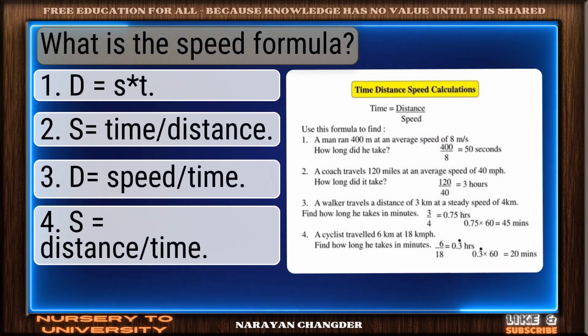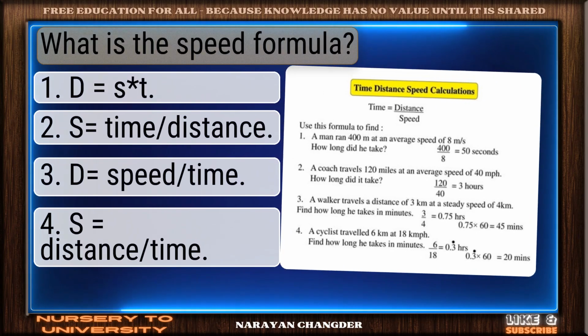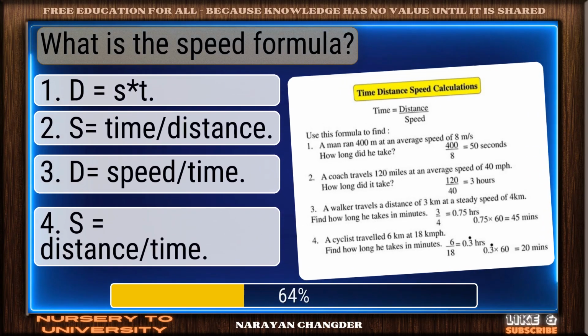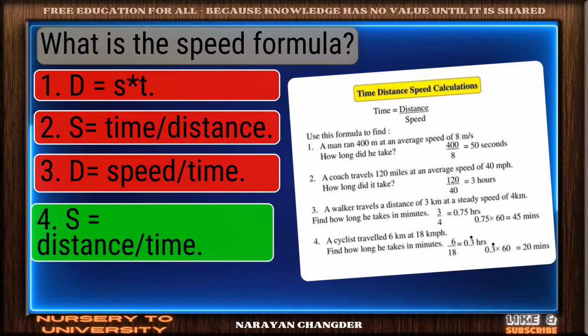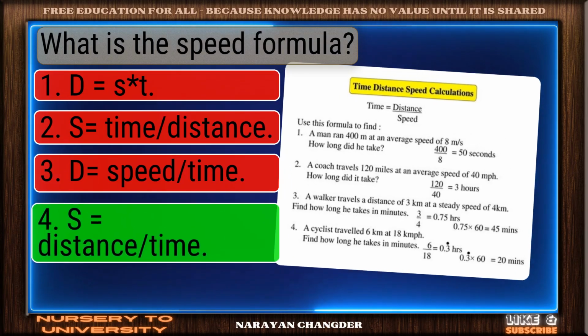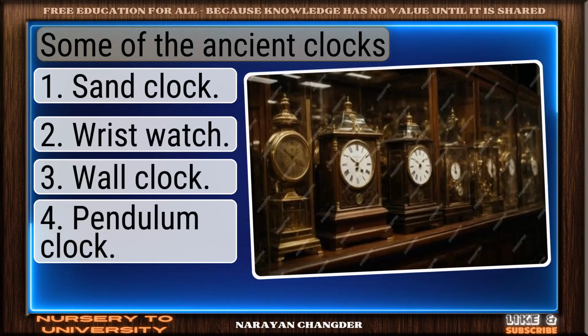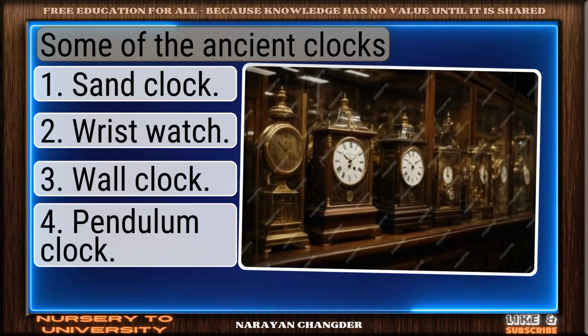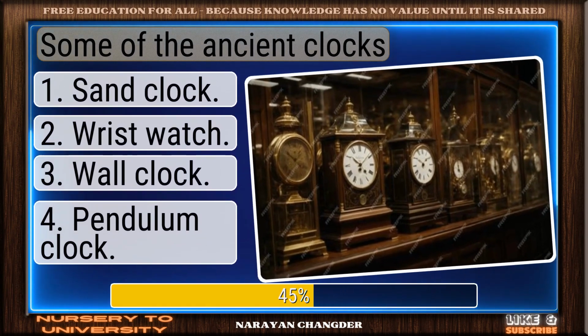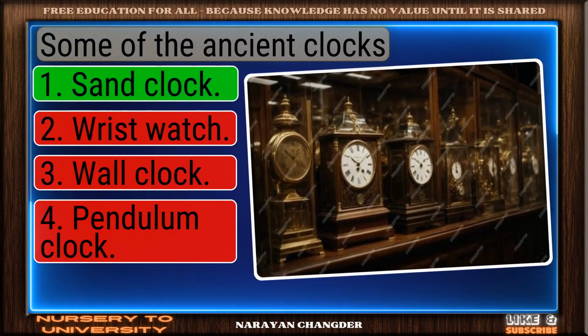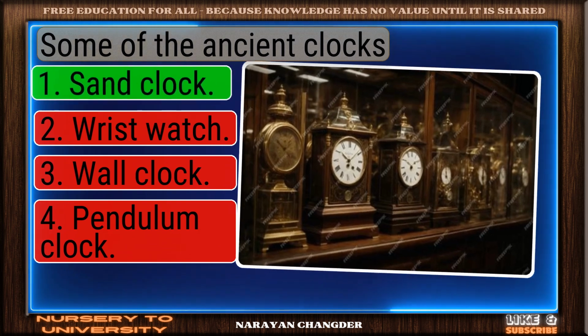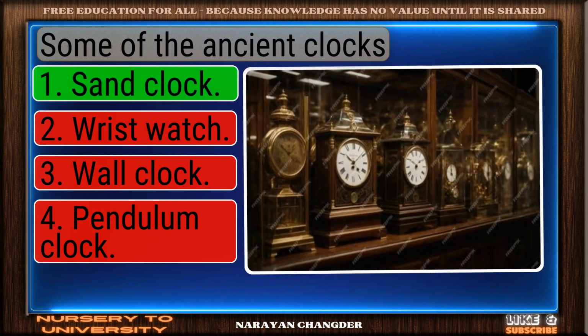Question number 244. What is the speed formula? Exactly. S equal to distance by time makes sense and it is right choice. Question number 245. Some of the ancient clocks. Sharp thinking. Sand clock is the right choice.